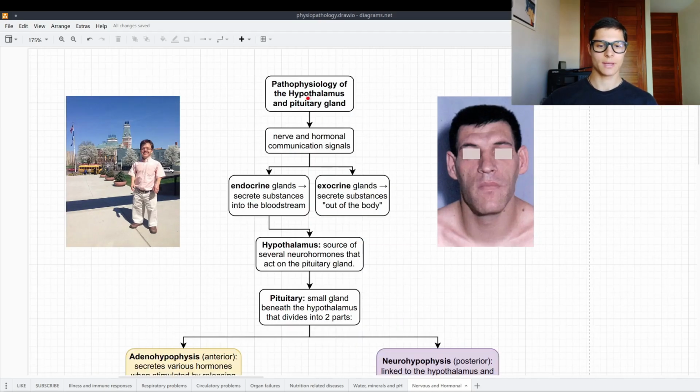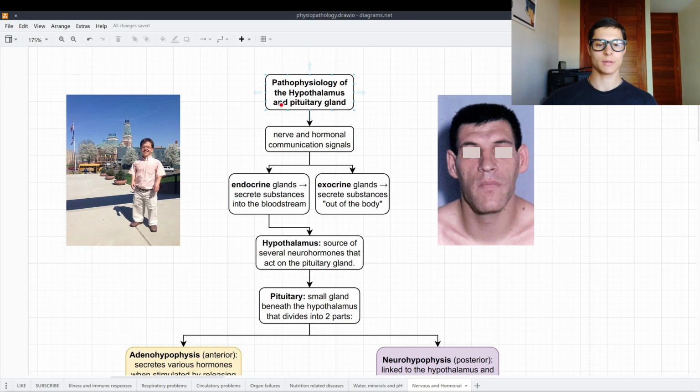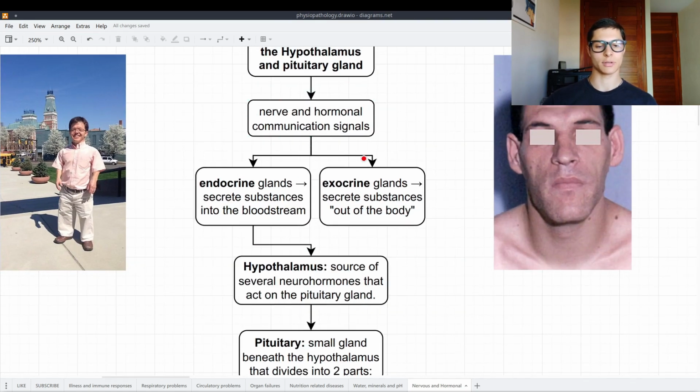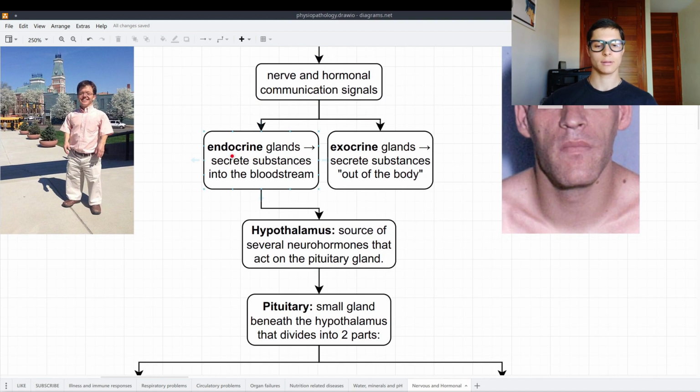Starting with the pathophysiology of the hypothalamus and pituitary gland. So we have nerve and hormonal communication signals here. An endocrine gland secretes substances into the bloodstream. An exocrine gland secretes the substances out of the body. But we're going to focus on the endocrine ones.